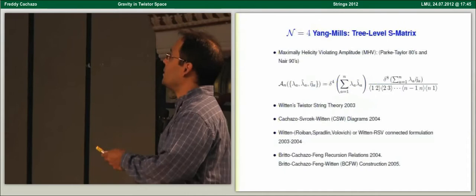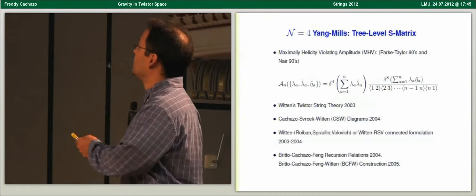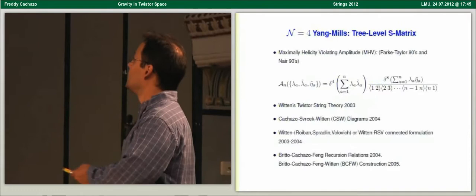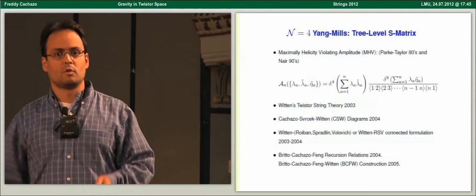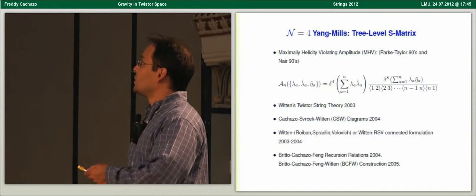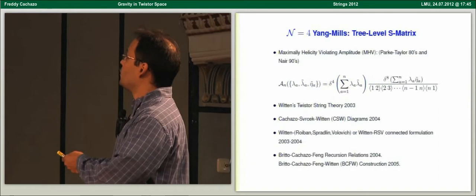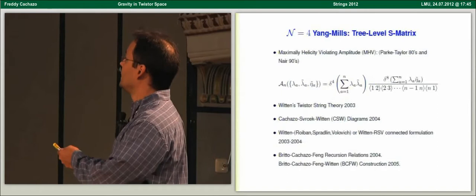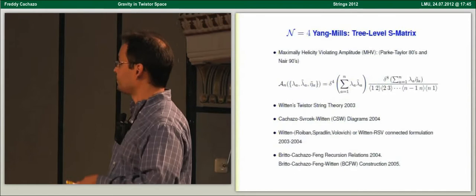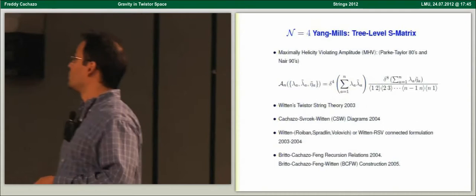Now, in 2003, Witten introduced Twistor string theory that allows you to basically take this formula and boost it to any of the other sectors. In 2004, we discovered a way of diagrammatically expanding in these very simple amplitudes any amplitude that you want. In 2003 and 2004, Witten, Roiban, Spradlin, and Volovich, in different works, well, here I'm referring to the original Twistor string theory paper, really developed what is now called the connected formulation, which is what I was referring to when I was saying that this formula can be boosted to any R-charged sector. In 2004 and 2005, the BCF recursion relations, or more generally, the BCFW construction, was developed.